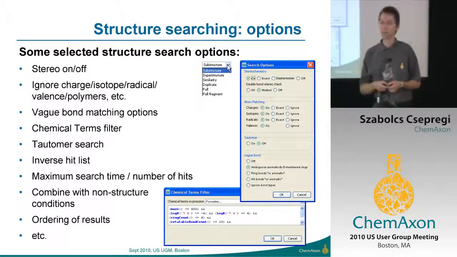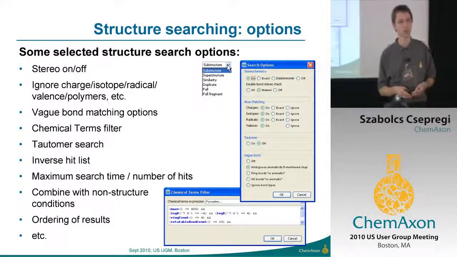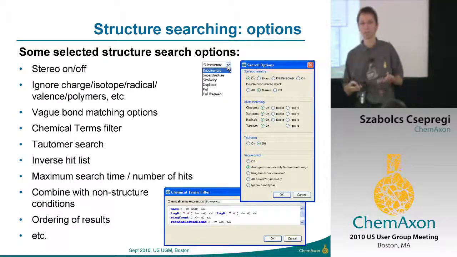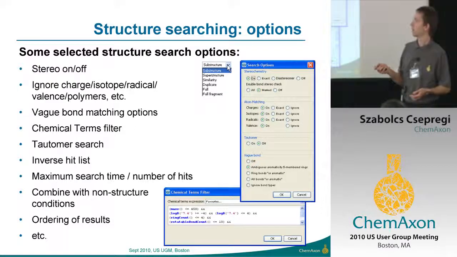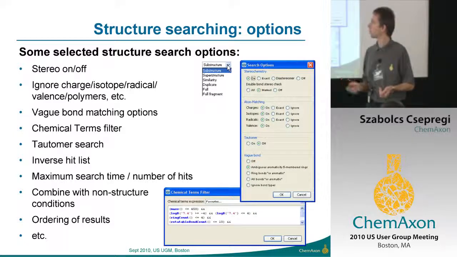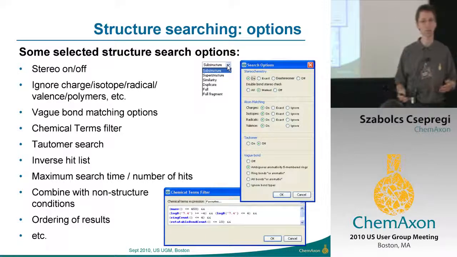We also have different methods for tautomer handling. I will have a separate presentation about those methods tomorrow. And there are many IT-related options as well, which are not so much related to the structure itself, but that can just limit the search time or the number of hits, or combine the structure searching with searching other fields in the database, and so on.